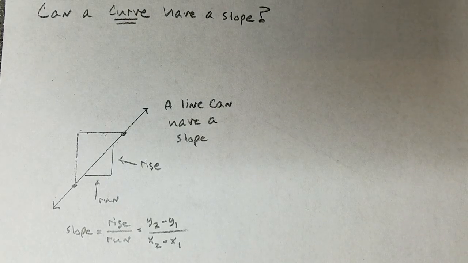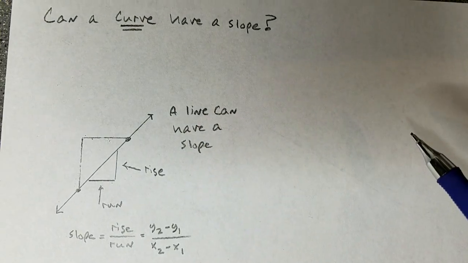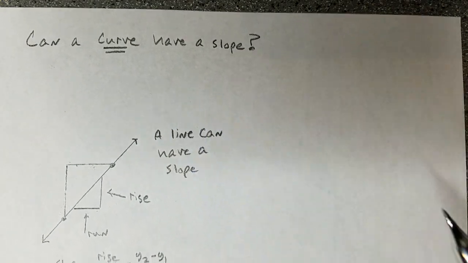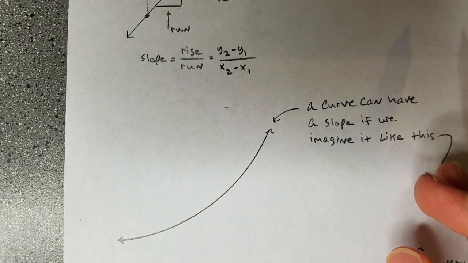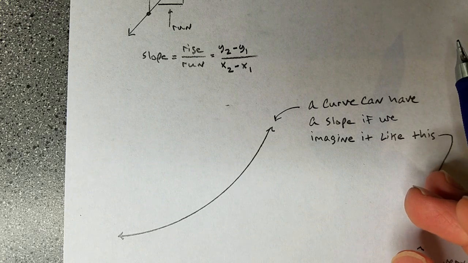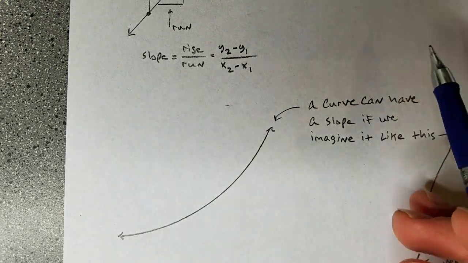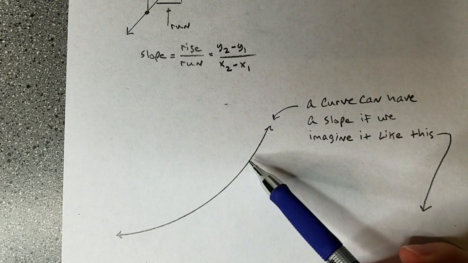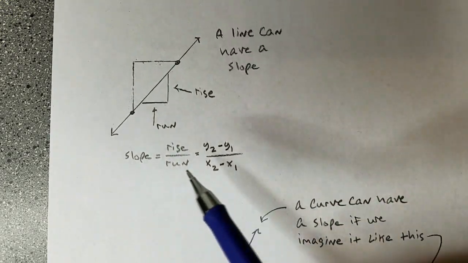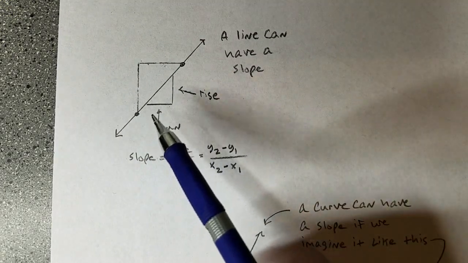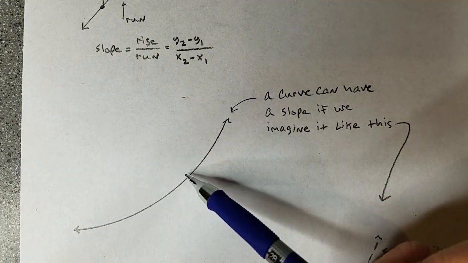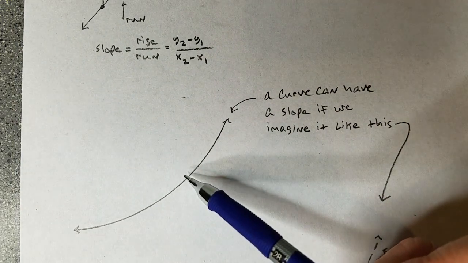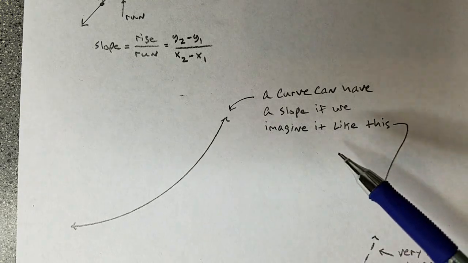All right. So yes, a line can have a slope, but the question was, can a curve have a slope? Well, a curve is, by definition, not straight. This is what I'm thinking about. Can a curve like this have a slope? It really doesn't make sense to plot 2 points and find the rise and the run when it looks like this, when it's not straight. It just doesn't make sense to do that.